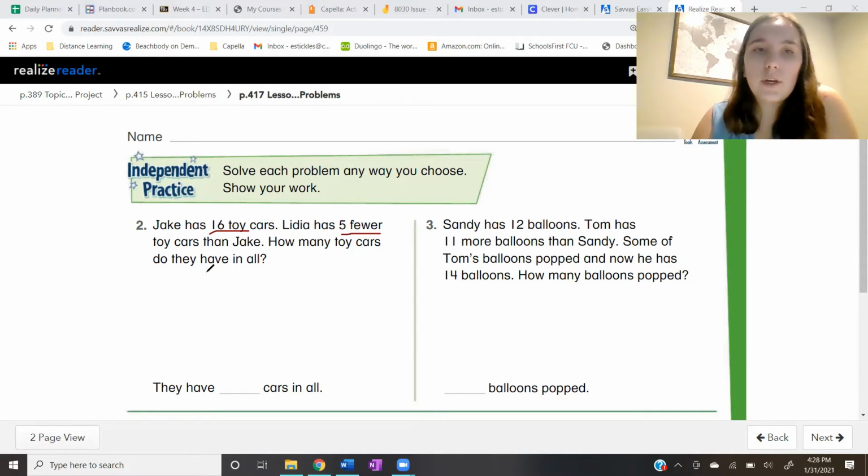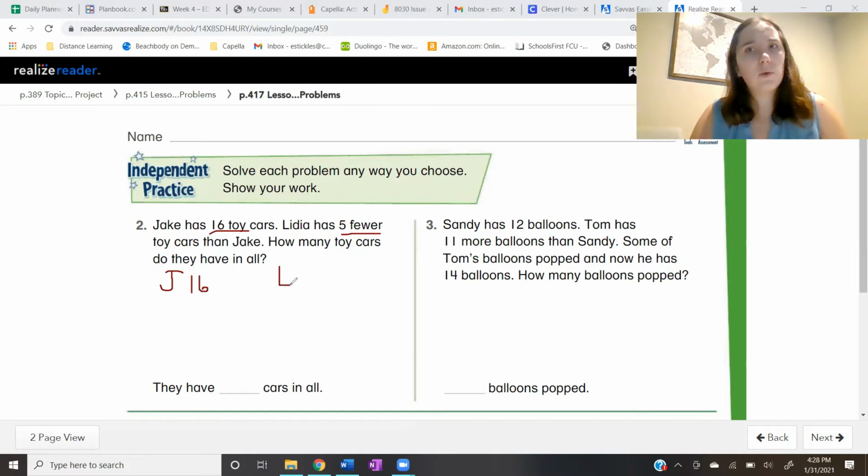Okay, so here's what we're going to do. We know that Jake has 16 toy cars. We know that Lydia, do we know how many cars she has? No, we don't know how many cars she has. So that's our first step. We need to figure out how many cars she has, right?